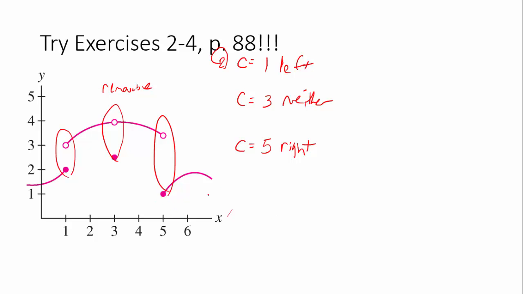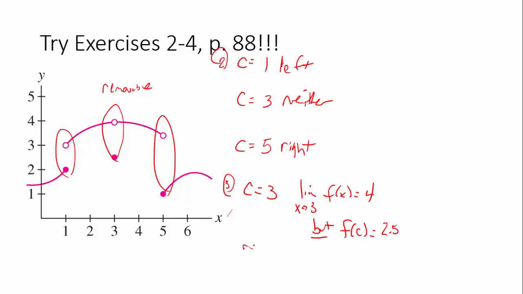Okay, question 3 asks, at which point does g of x have a removable discontinuity? Well, I just kind of gave that away. It's going to be at c equals 3, because the limit as x approaches 3 of g of x equals 4, but g of c equals, looks like about 2.5. So then the next question they ask in exercise 3 is, how do you redefine g to make it continuous? Well, you just say, okay, redefine g such that g of 3 equals 4.